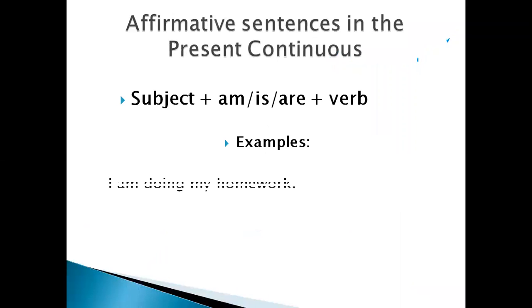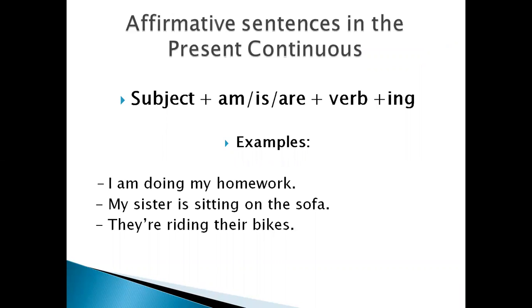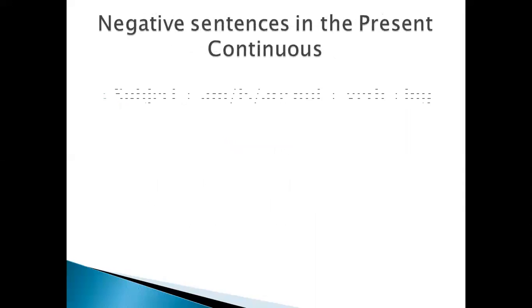How to form the present continuous tense. To make affirmative sentences in the present continuous, we use the subject followed by the appropriate form of the auxiliary verb to be and the main verb in the ing form. Subject plus am/is/are plus verb plus ing. I'm doing my homework. My sister is sitting on the sofa. They're riding their bikes.